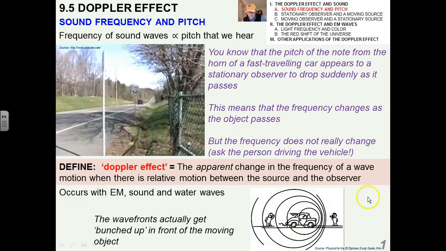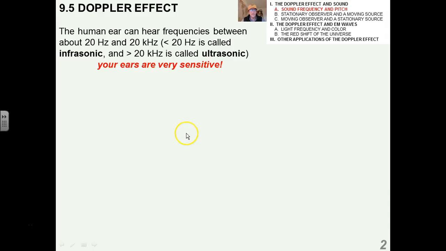And what happens, I love this simple little diagram because it's so straightforward and easy to understand. The wave fronts actually get bunched up in front of the moving object. So the wavelength gets lower, and therefore the frequency increases. On the other side, the wavelength gets stretched out because the waves are sort of left behind by the moving car. And as the wavelength goes up, the frequency goes down. So we hear a high pitch here and a low pitch there. It's as simple as that. But I'm going to quantify it for you, and the mathematics can get a little bit complicated, but it's nothing that you guys can't handle.